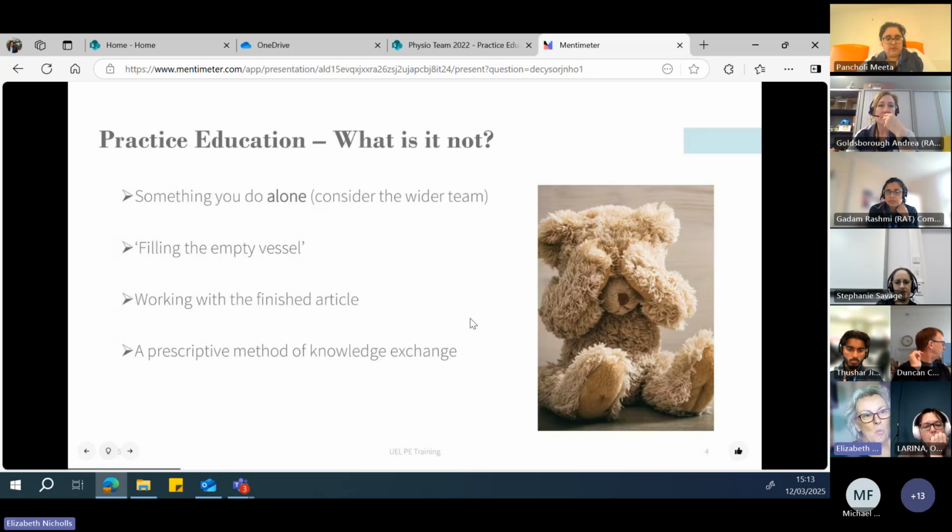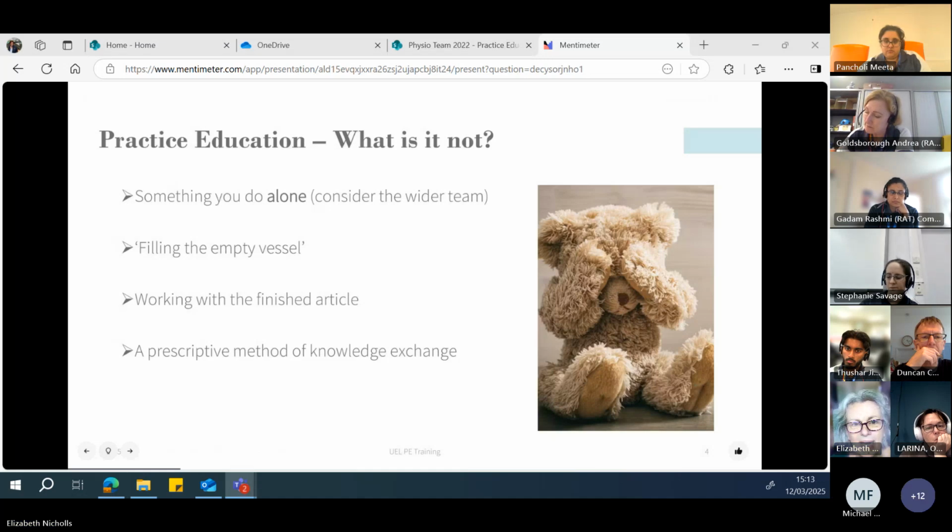The other comment here is about working with the finished article, particularly on this first placement. This is the first clinical experience that many of these students will have had, and so our expectations about what they should be able to achieve by the end of it might need to be modified ever so slightly.